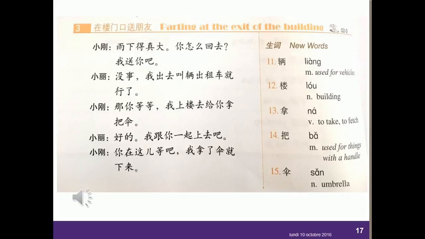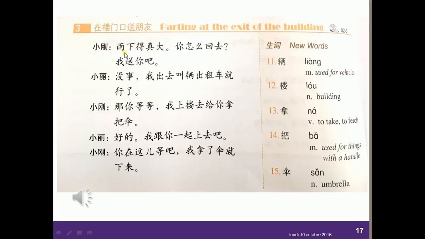And number 15, 伞, umbrella, okay. So let's read the new words one more time. 辆，楼，拿，把，伞。All right, let's jump into the text and look at those sentences.